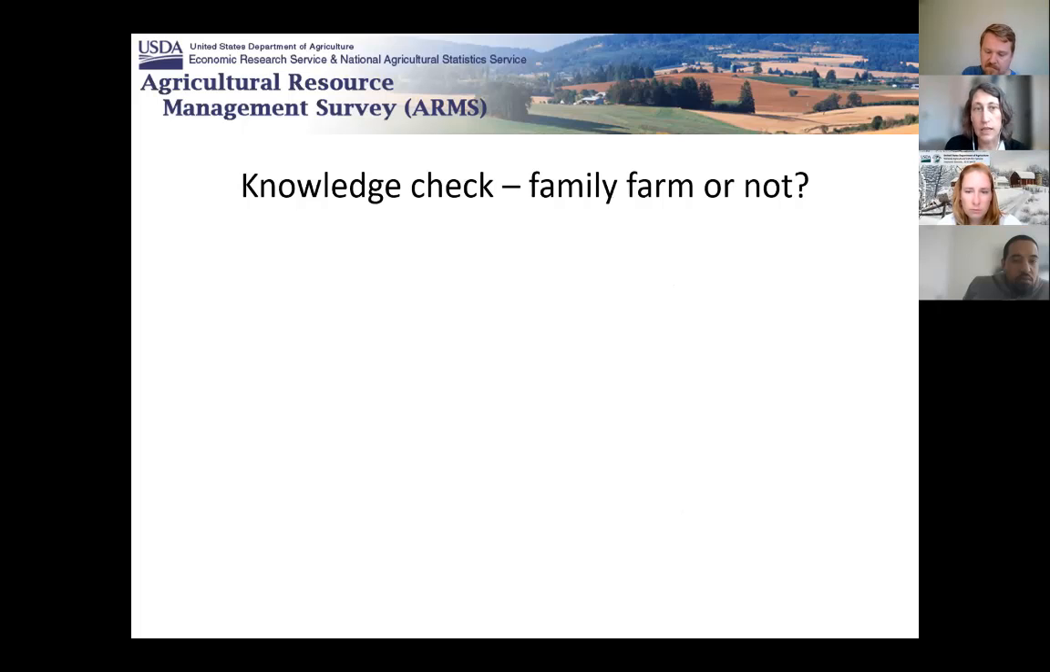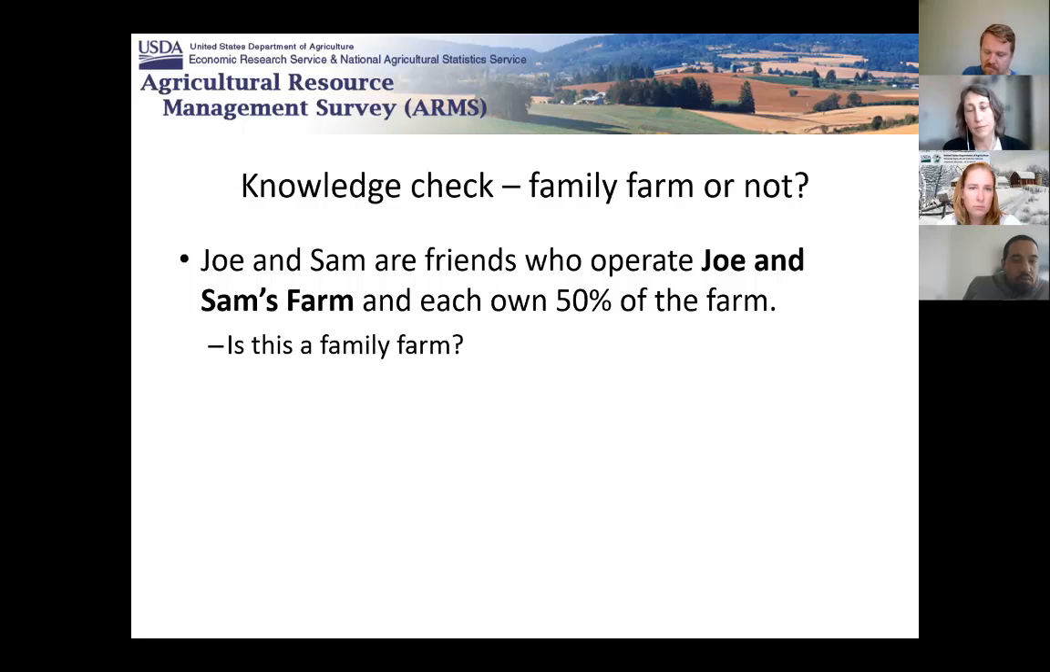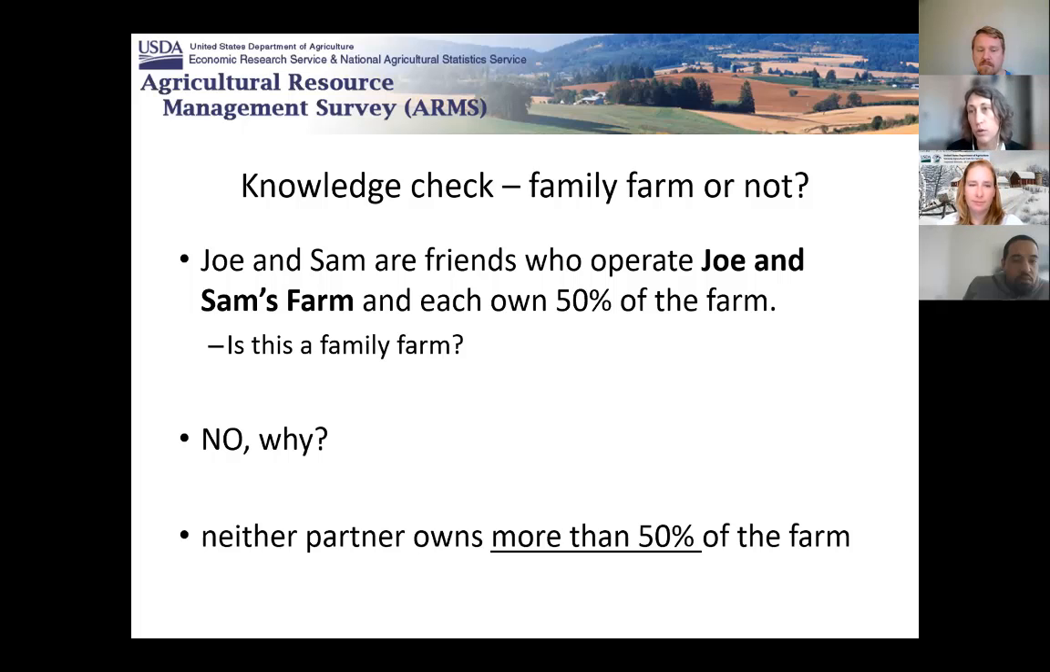Joe and Sam are friends who operate Joe and Sam's farm, and each owns 50% of the farm. Is this a family farm? Maybe you can reply in the chat. I'm seeing them. Great. It looks like people who have answered have gotten it right. The answer is no, and the reason is that neither partner owns more than 50% of the farm. The key thing is they're not related and neither owns more than 50% of the farm.